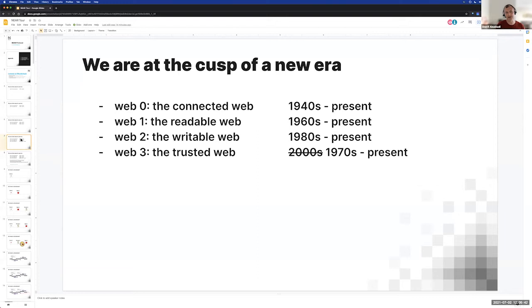And then the trusted web, this idea that we can share secrets in public, some people think is very recent, but it's actually been around for a while, 40, 50 years, starting with a paper by Diffie, Hellman, and Merkle in maybe '76, whenever that was published. Doesn't matter.